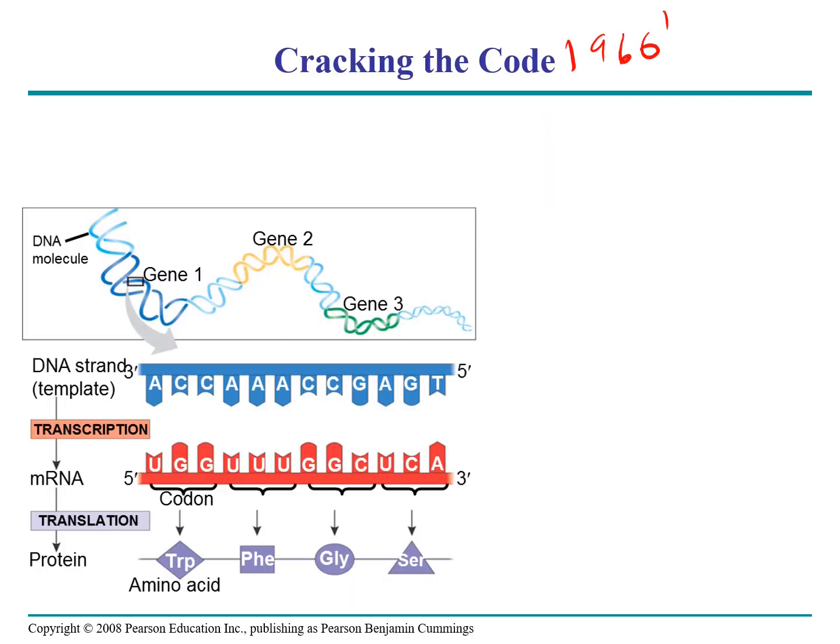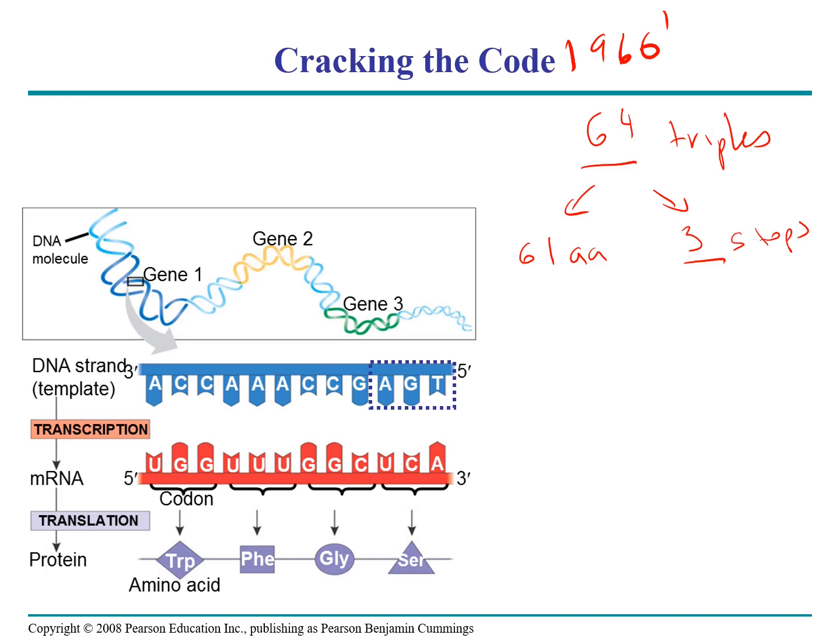In the middle of the 1960s, they were able to crack the code, and they were able to see that there were 64 triplets, and those 64 triplets were divided into 2 groups. 61 code for amino acids, and 3 code for stop codons. And what is a stop codon? A stop codon is a codon that says to the process of translation, stop. This is the end of this protein.